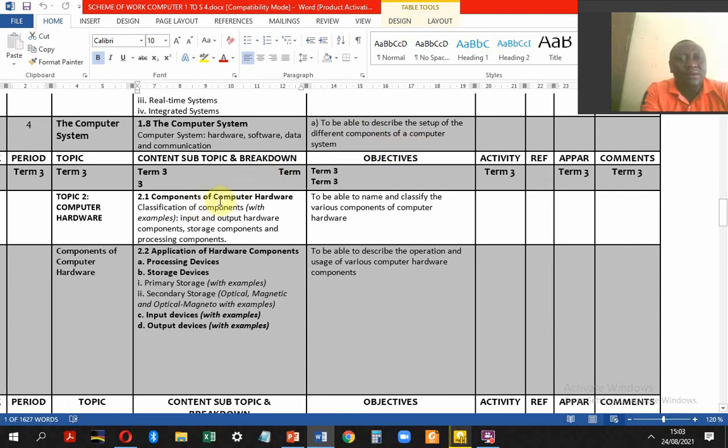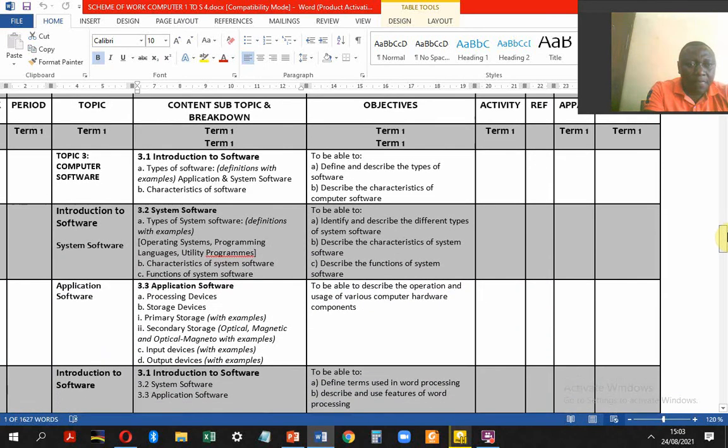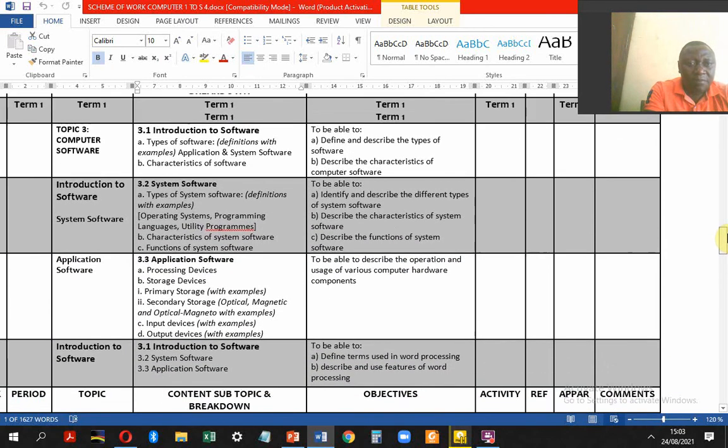Continuing, we shall look at the components of computer hardware, whereby we shall classify the components into the following categories: input, output, storage components, and processing components. We will move on down here to computer software. Computer software, we shall look at the definitions of application and then system software.